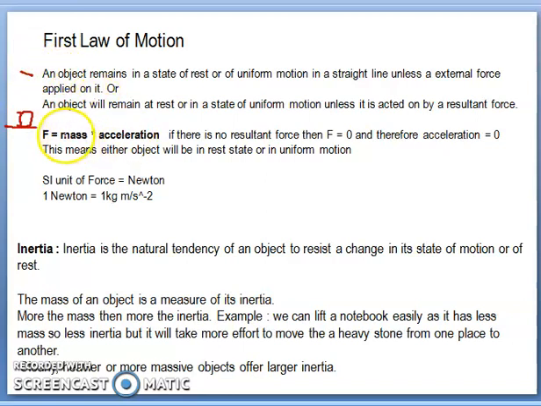Now force, we know, is mass into acceleration. So if there is no resultant force, in this case F is 0, therefore acceleration is 0. This means the object will either be at rest or in uniform motion.